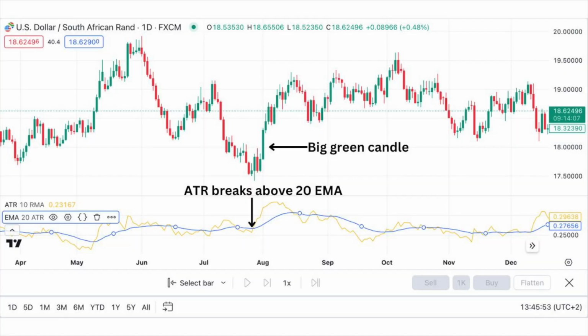So after the ATR line broke above the 20 EMA, we want this to be followed by a break in price as well. So if we're looking to buy, we want to see a big bullish candle relative to the previous candles popping up on the chart. If the price breaks up and is accompanied by a break higher in volatility, then there is a high probability of the market moving in the same direction.